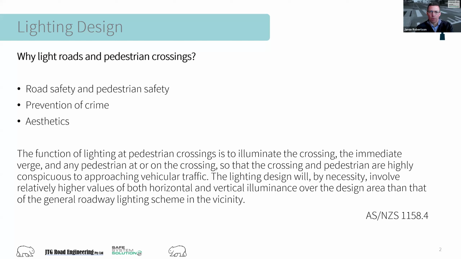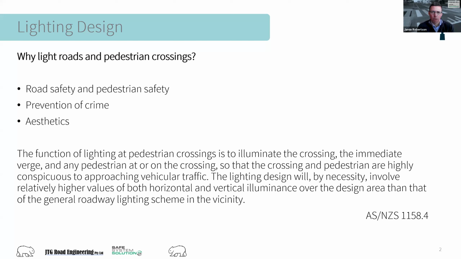The statement at the bottom is a quote from AS 1158.4, and it really does point out a few of the key aspects of lighting pedestrian crossings. The function of lighting at pedestrian crossings is to illuminate the crossing. Illumination is a term that is used in lighting design, and it refers to the amount of light falling on a surface. That can be on a horizontal surface, being the crossing itself.